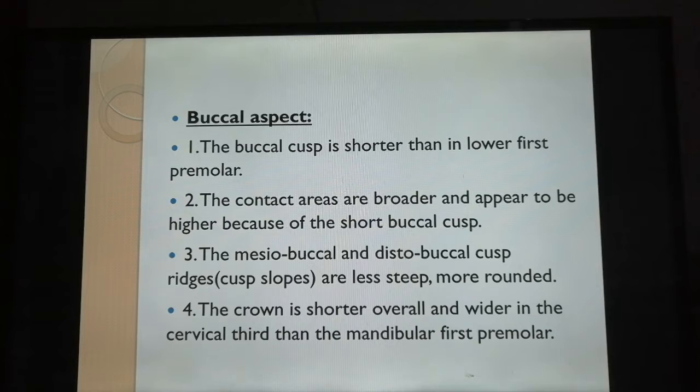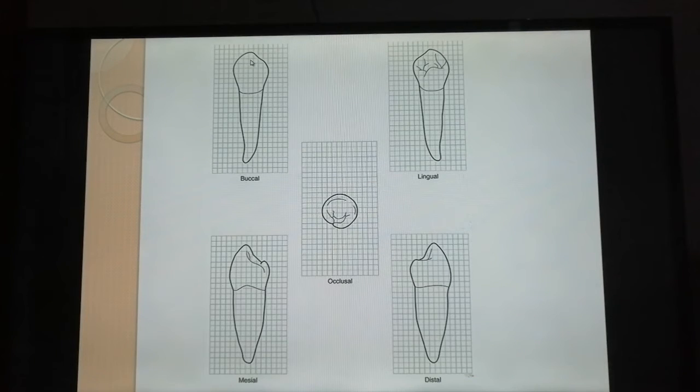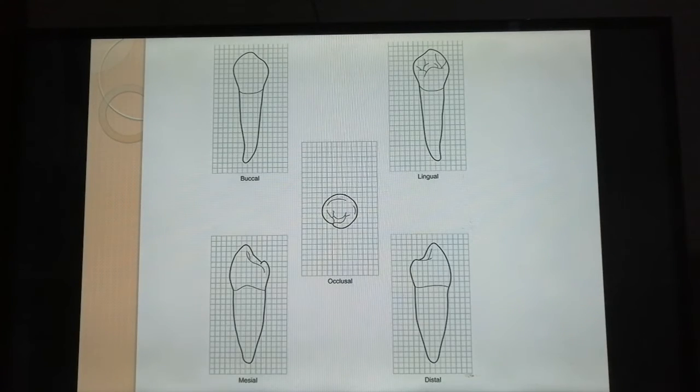Regarding the buccal aspect, number 1, the buccal cusp is shorter than in the lower first premolar. Number 2, the contact areas are broader and appear to be higher because of the short buccal cusp.